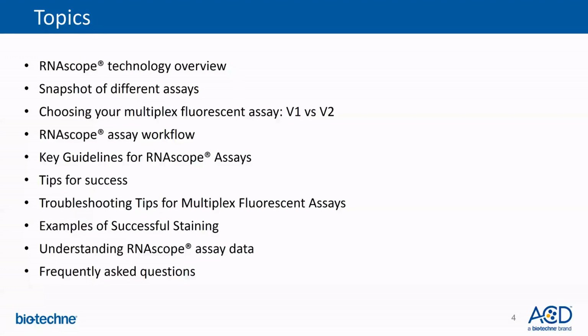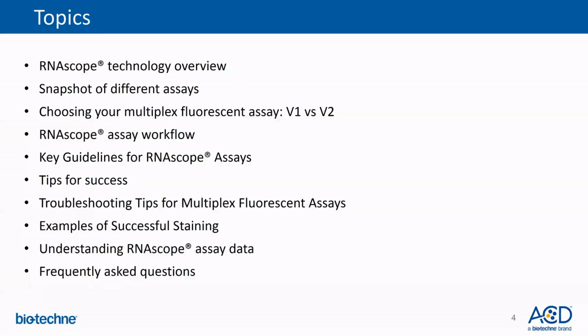Before I begin, I'm going to give you an overview of the topics that I'll be covering in today's webinar. I'll first go over the RNAscope technology overview. I'll then give you a snapshot of different assays. I'll then go on to the multiplex fluorescent assay, which is going to be the focus of today's webinar, and a compare and contrast table on choosing the right fluorescent assay for your needs. I will then describe the RNAscope assay workflow, followed by key guidelines and tips for success with RNAscope assays.